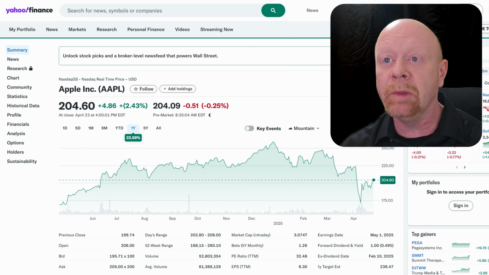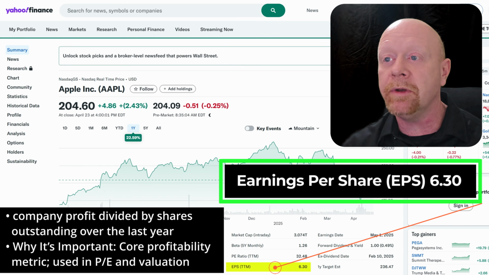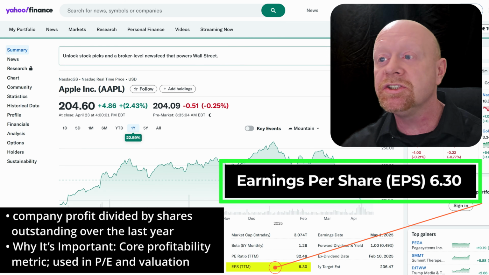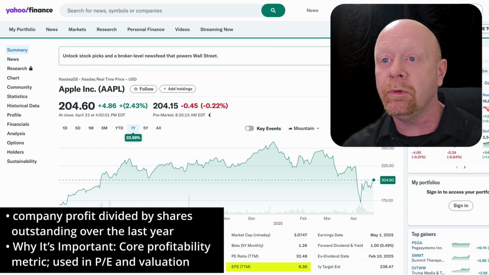Number 12 is the EPS, earnings per share, and this is company profit divided by shares outstanding over the last year. So currently it's at 6.3.